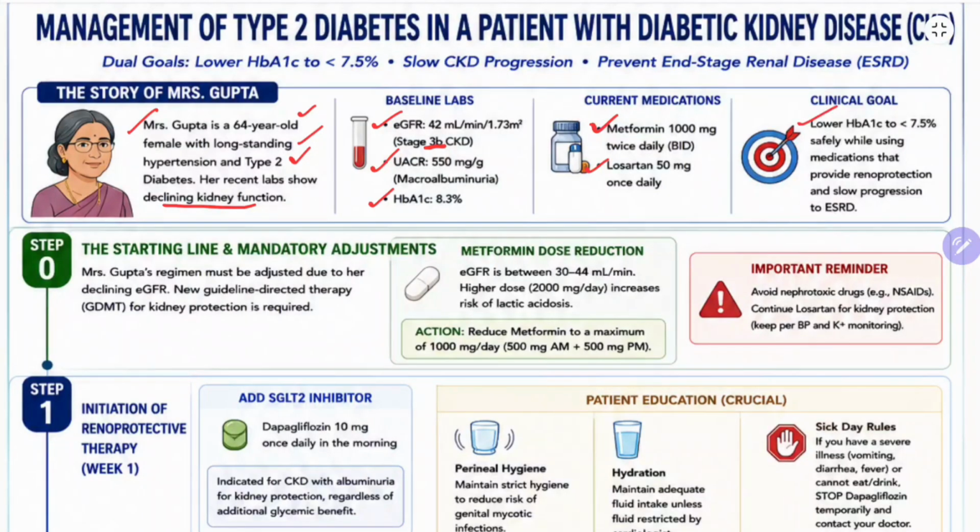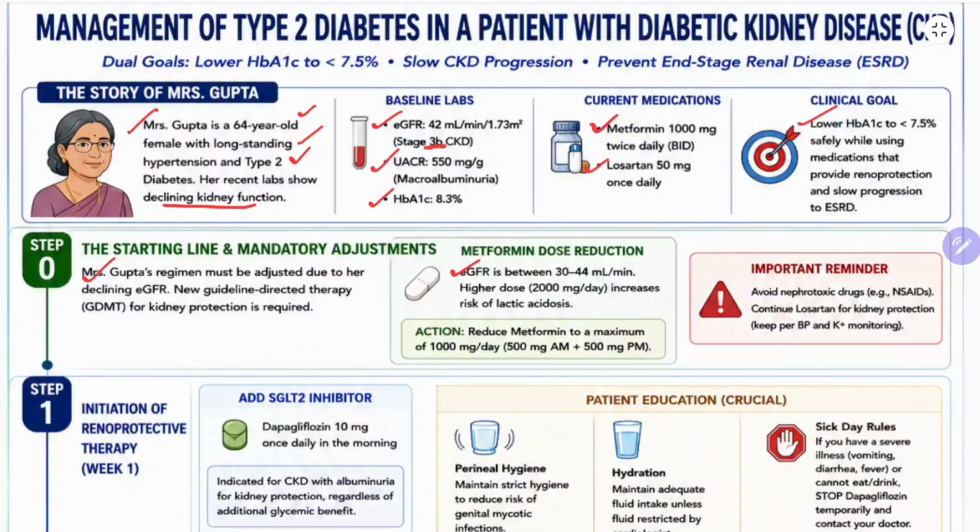Now our goal is to lower HbA1c to less than 7.5% safely while using medications that provide renal protection and slow progression to end-stage renal disease. So any patient who has comorbidity, we start combination therapy. Okay. Starting line, mandatory adjustment. So Mrs. Gupta's regimen must be adjusted due to her declining eGFR. New guideline-directed therapy for kidney protection is required.